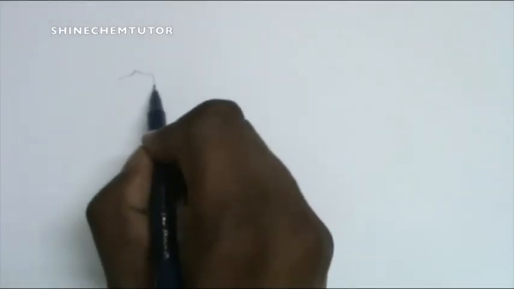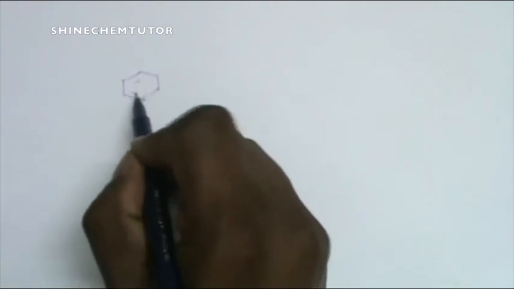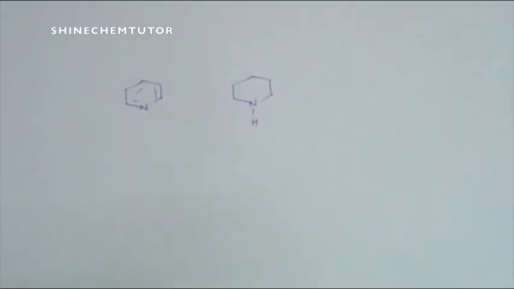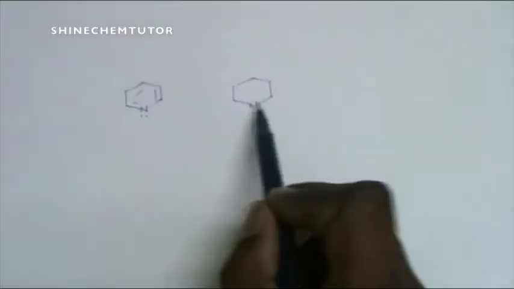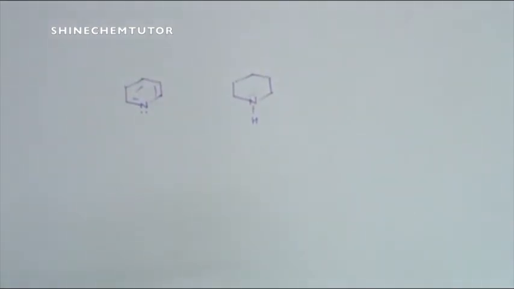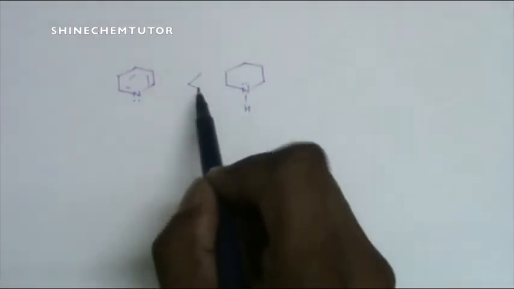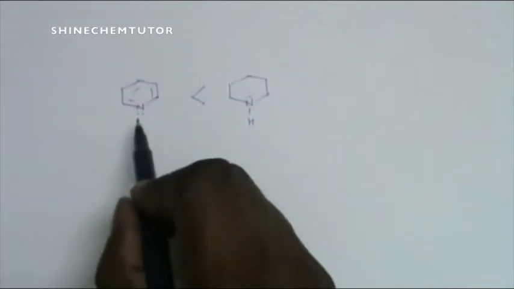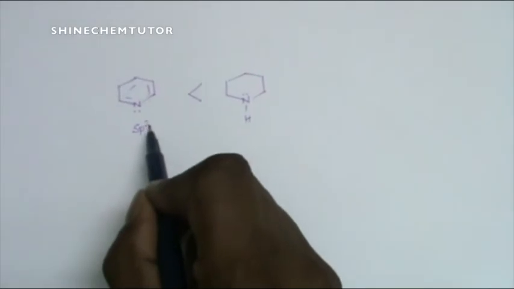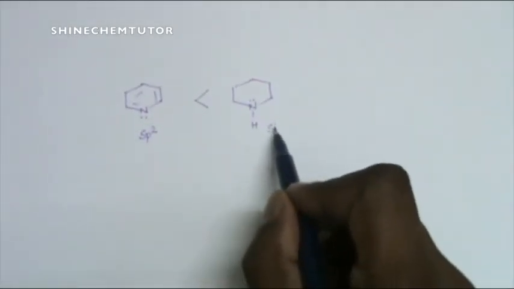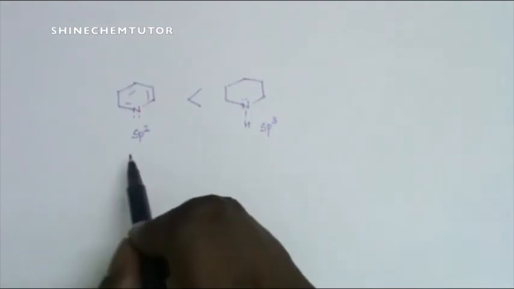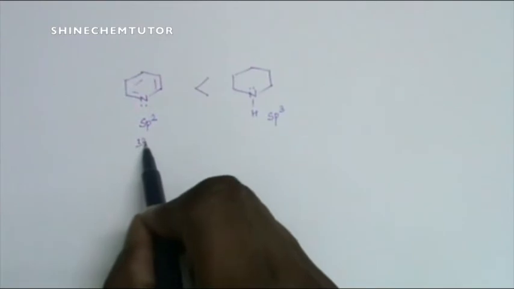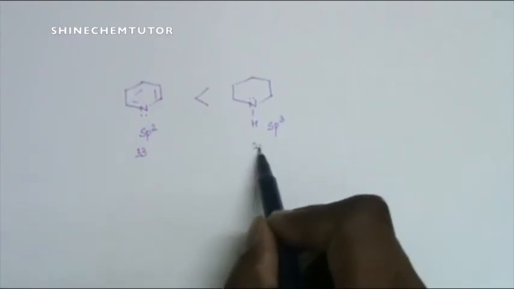I go for pyridine and piperidine. I have a nitrogen lone pair, here also a lone pair of electrons. In this, piperidine is more basic compared to pyridine. What is the reason? Here the nitrogen atom is sp2 hybridized, here it is sp3 hybridized. The S character for this is 33, here only 25.